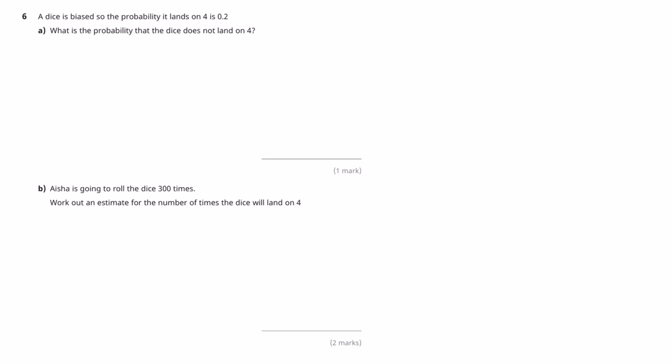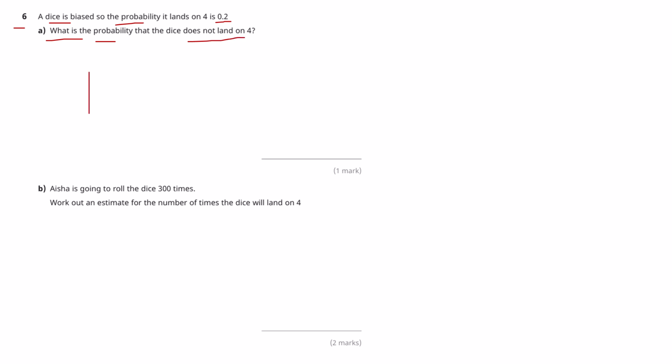Okay, folks, looking at a basic GCSE foundation tier question, looking at probability, so looking at the statistics course for GCSE maths. Question 6 here, but it's also applicable for higher tier as well. Question 6, a dice is biased, so the probability that it lands on a 4 is 0.2. What is the probability that the dice does not land on 4?